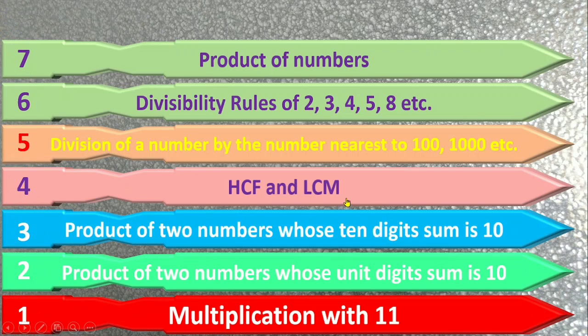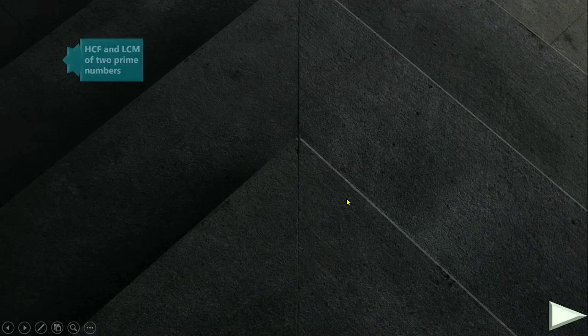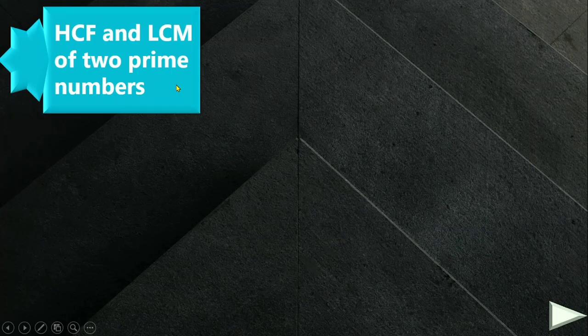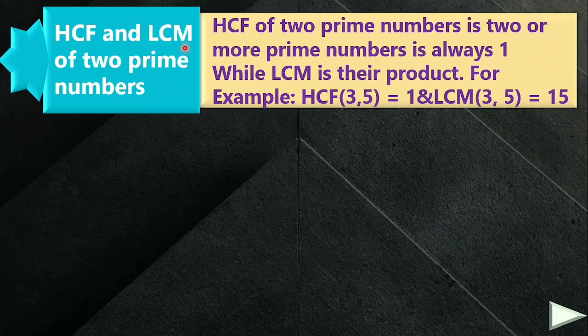Now HCF and LCM. The next trick is based on HCF and LCM. HCF and LCM of two prime numbers. The HCF of two or more prime numbers is always 1, while the LCM is their product. For example, the HCF of 3 and 5 is 1, while the LCM of 3 and 5 is 15.